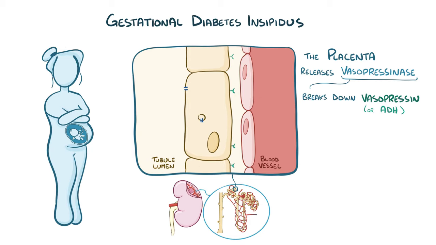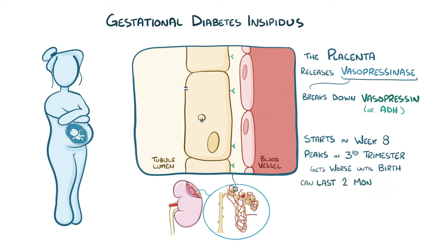In women with gestational diabetes insipidus, vasopressinase is produced starting in week 8 of pregnancy, and peaks in the third trimester. As a result, the symptoms typically worsen during the course of the pregnancy, right up until birth when the placenta is removed, but can continue for up to 2 months after birth due to residual vasopressinase.